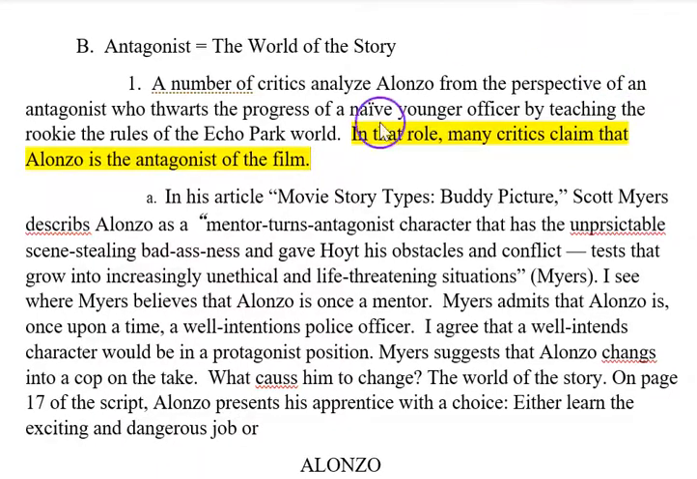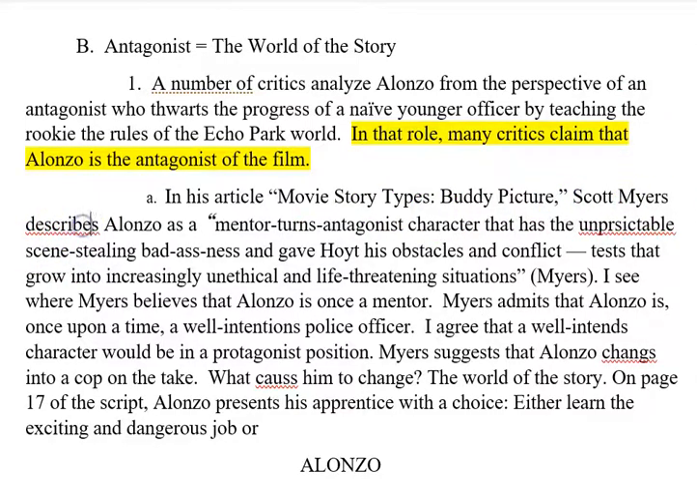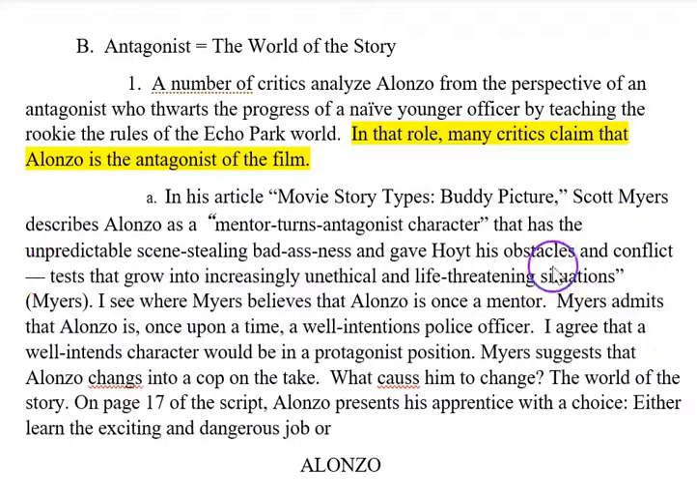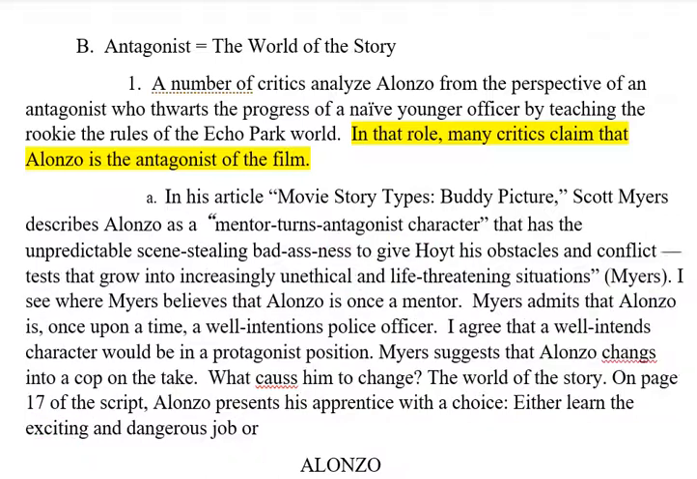So now I go to the article. In his article, Movie Story Types: Buddy Picture, Scott Myers describes Alonzo as a, quote, mentor turns antagonistic character that has the unpredictable scene-stealing badassness to give Hoyt his obstacles and conflict, tests that grow into increasingly unethical and life-threatening situations. Myers, that's who wrote this article.